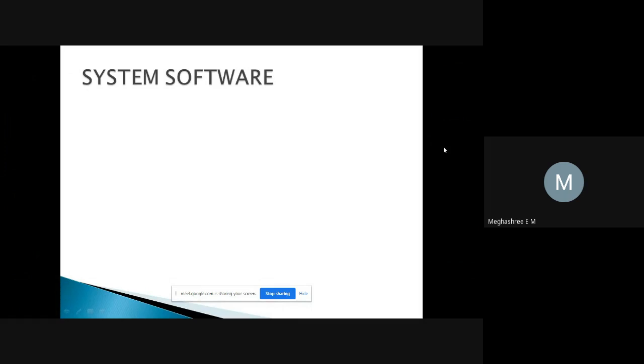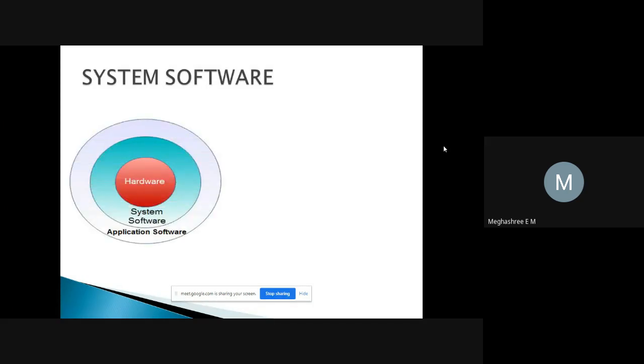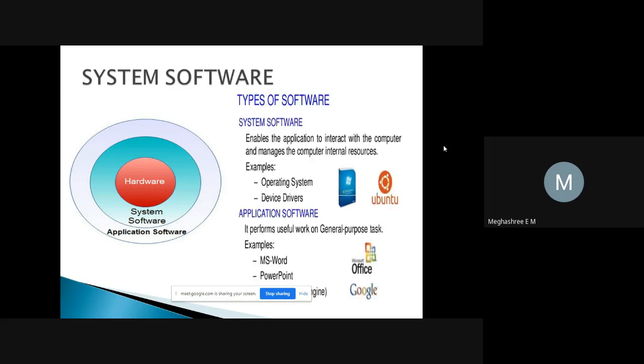Okay. So in the last lab, I just gave you an introduction about system software, right? We discussed what is system software and a few examples under this, and what is application software. Here are a few examples for system software: operating system and device drivers.